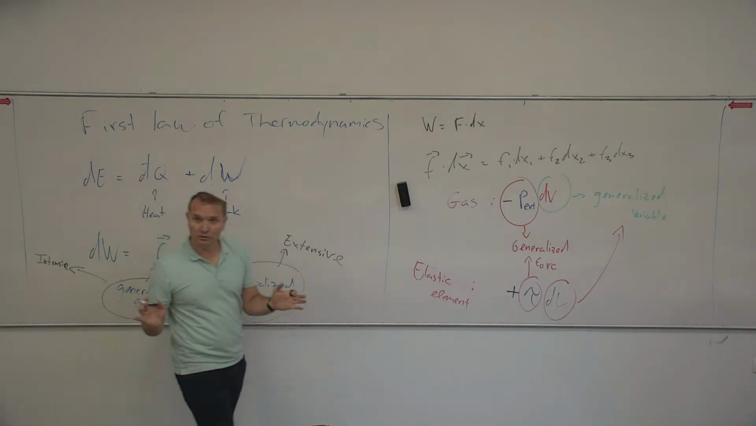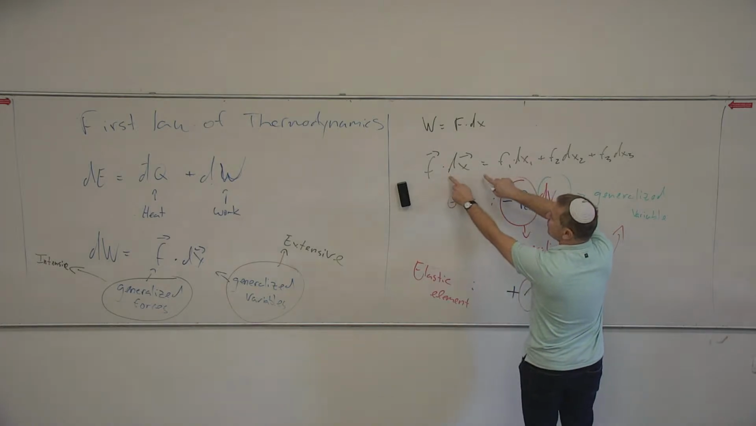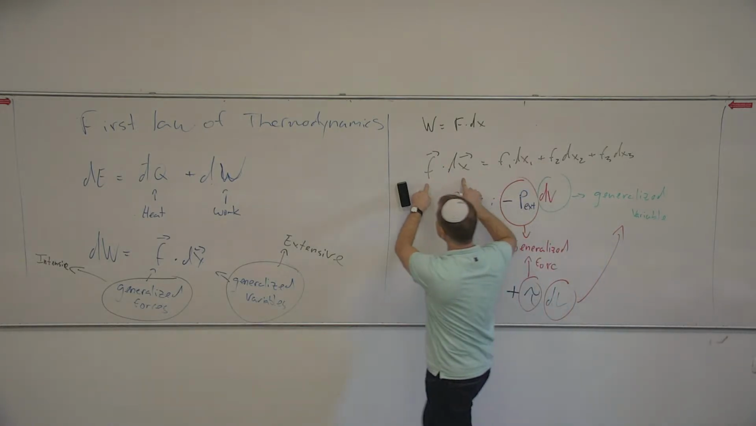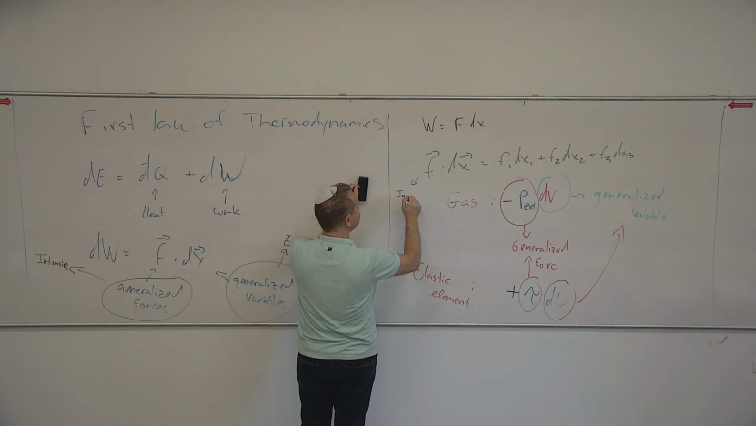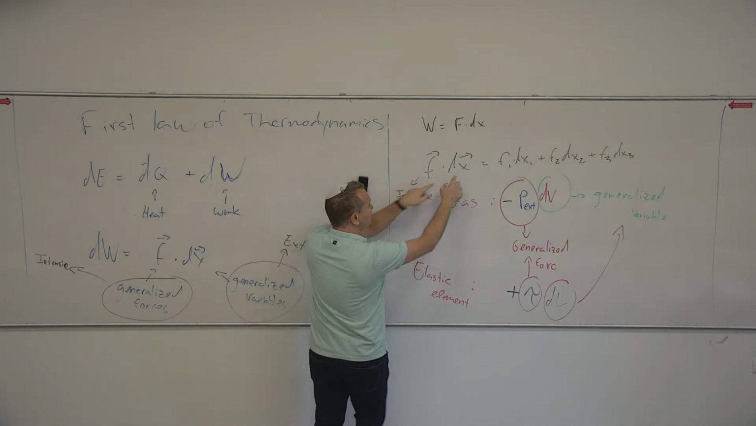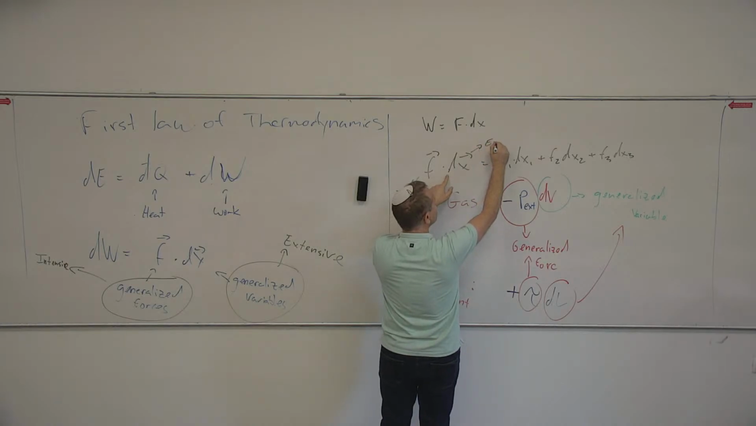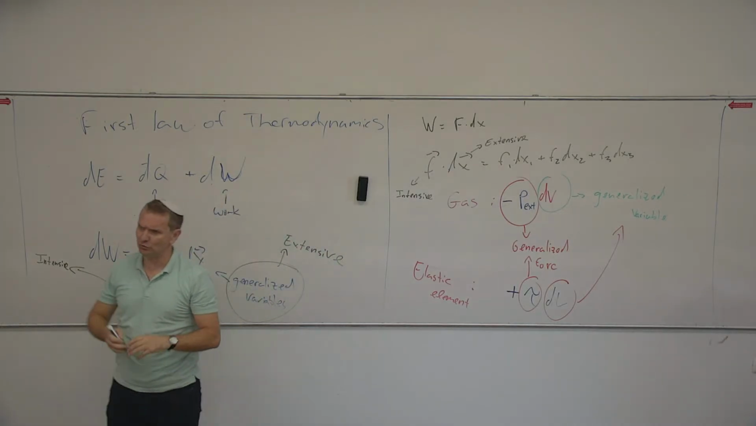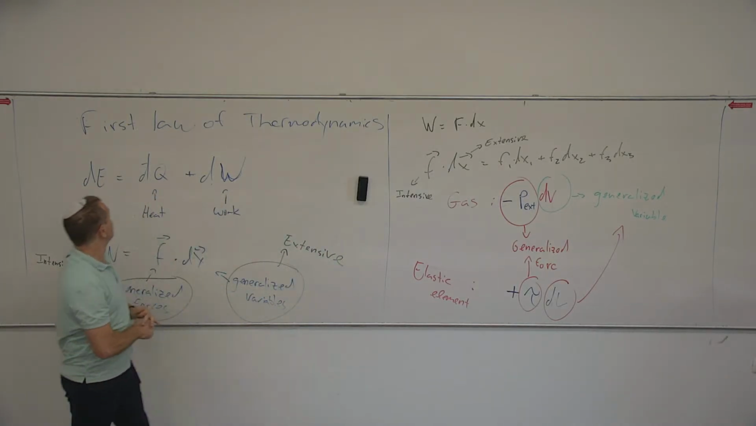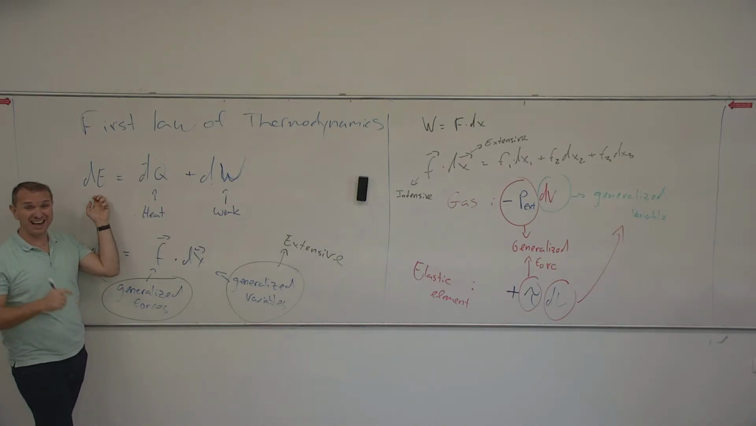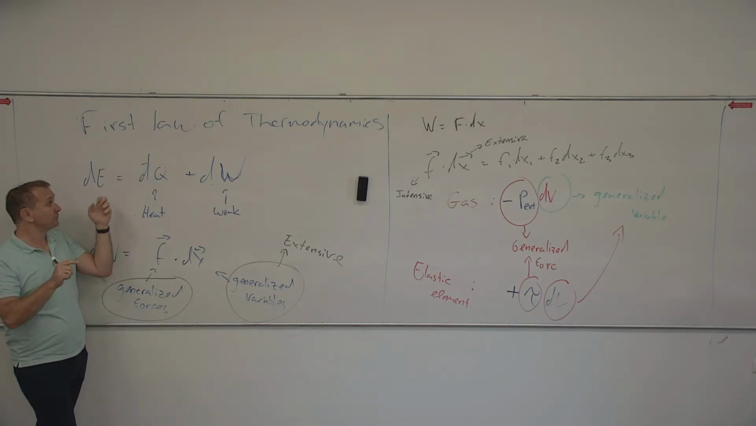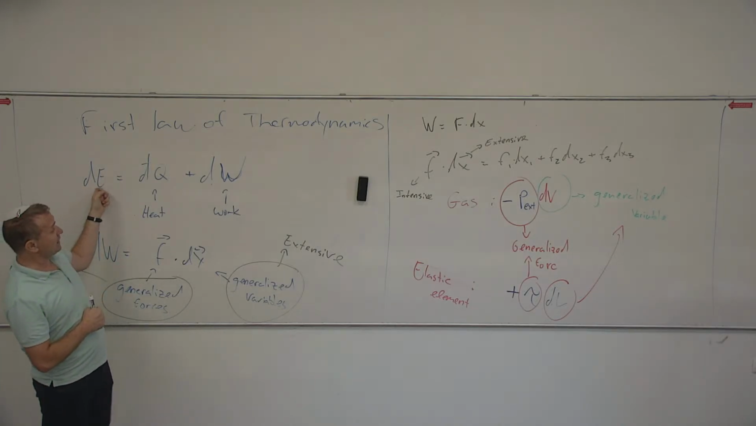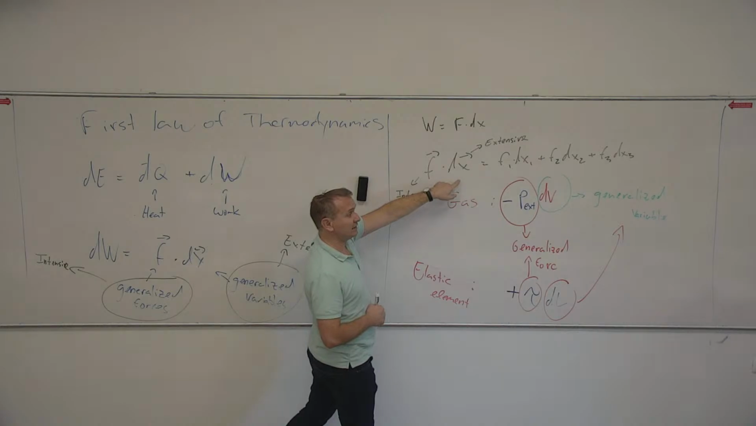This is a general rule. When I write down work in this form, the generalized forces are always intensive. The generalized variables are always extensive. In total, extensive multiplied by intensive is going to be an extensive quantity. I need an extensive quantity since I assumed, remember last week, that everything we're going to do is concerned with energies that are extensive, right? So this is why I need extensive multiplied by intensive variable.